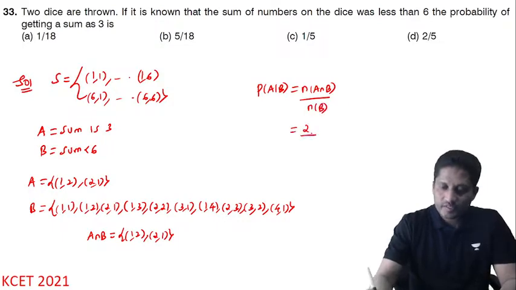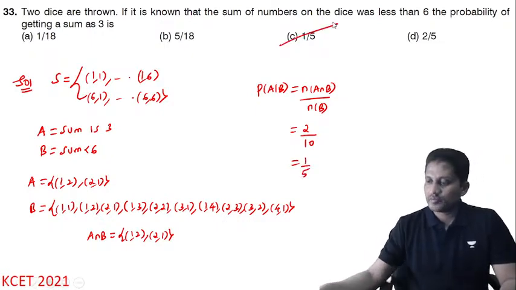N of A intersection B is 2. N of B is equal to 1, 2, 3, 4, 5, 6, 7, 8, 9, 10. So 2 by 10, which is equal to 1 by 5. Answer is option C. Alright, let's move to the next question.